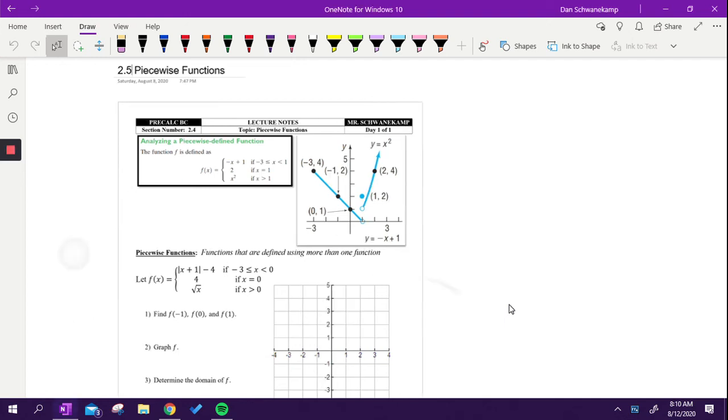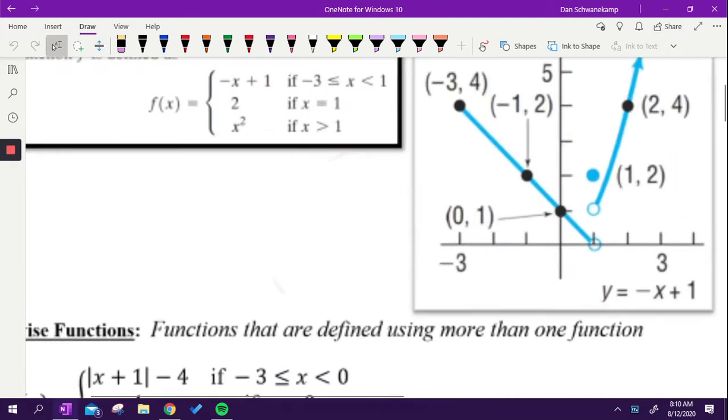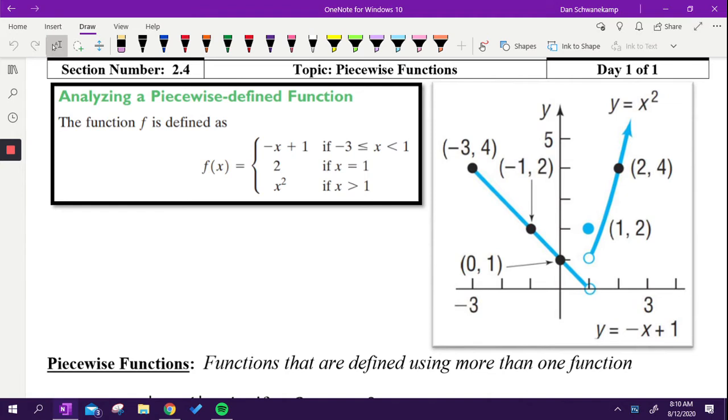There we go. We're talking about piecewise functions. Again, this is all about multiple functions doing different things. So if you look at this first example here, they've graphed this for you, where they've got these different aspects and they're plugging them in. When you're between -3 and 1, we graph this guy.